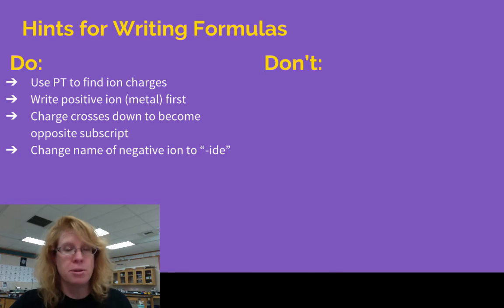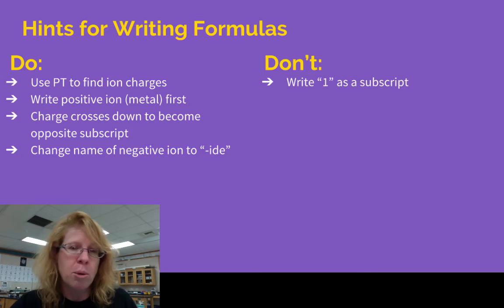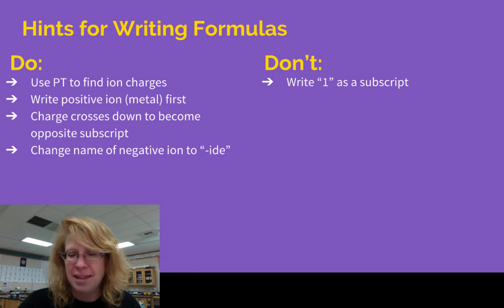Okay, here's some of the big don'ts. So be careful not to do the following. You do not need to write the number 1 as a subscript, so if something's a 1+ or a 1- charge, you don't have to carry that 1 over. I'm assuming that if that element's there, that there's at least one of them that's there.